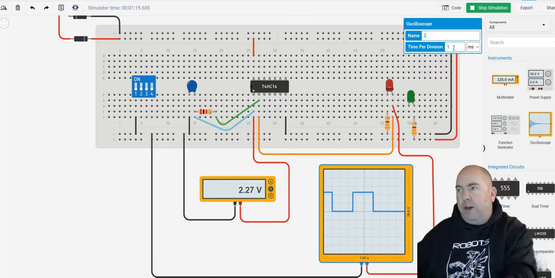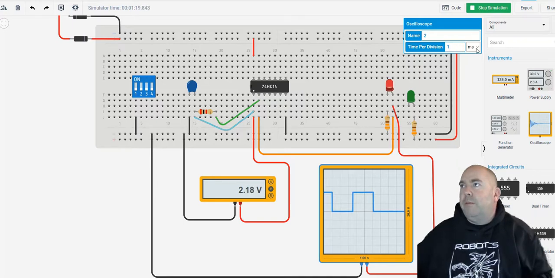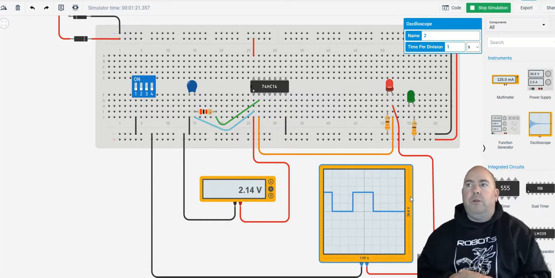Now the oscilloscope is not super responsive here, so it's not the best, but you can change this. You'll see the reaction of that in just a second here. But basically we can do this to measure the frequency or the period of these waveforms that we're getting out of this.